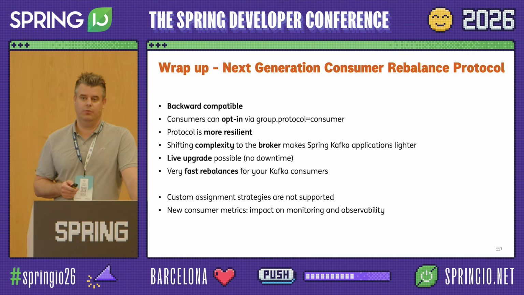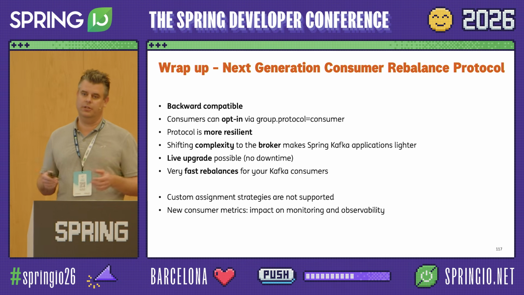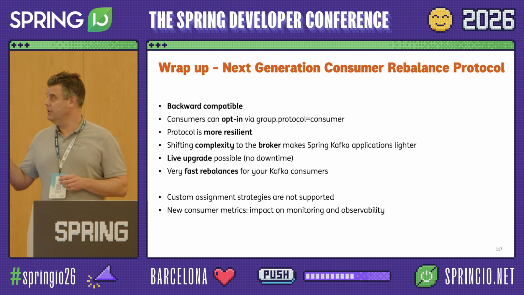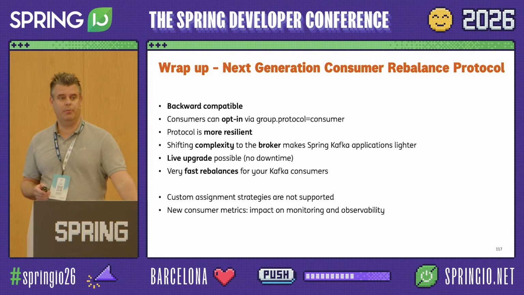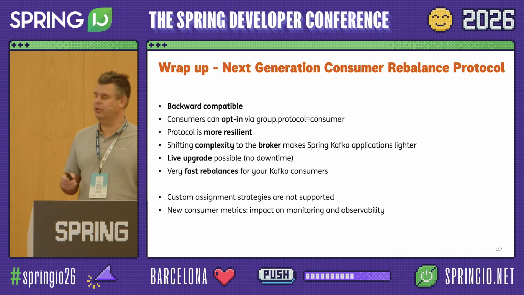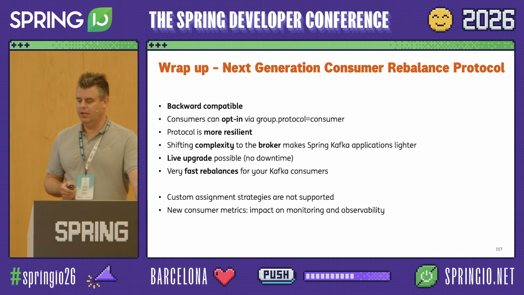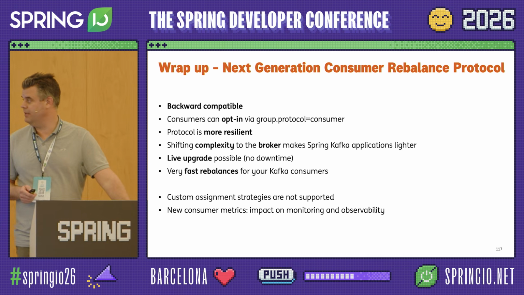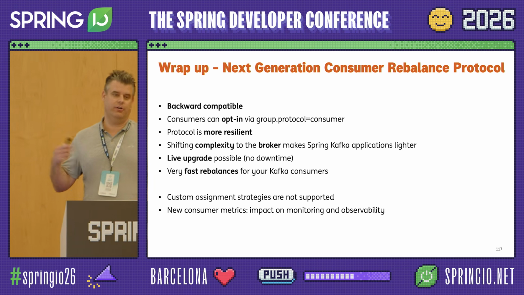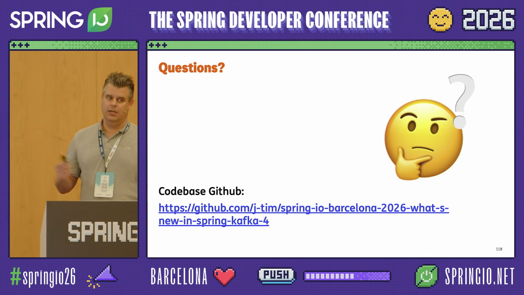The protocol is way more resilient than the old one, the classic one, because it shifts a lot of complexity to the broker and also makes your Spring Kafka application lighter. We saw in the demo that live upgrades are possible. There is no downtime needed. And from that point on, you can use the fast rebalances that make your Kafka consumers more reliable. On the other side, custom assignment strategies are not supported, and there are new metrics, so this will have impact on your observability. This was the end of the talk.